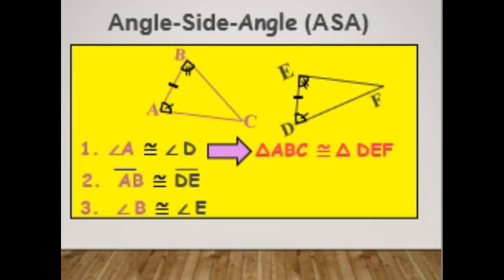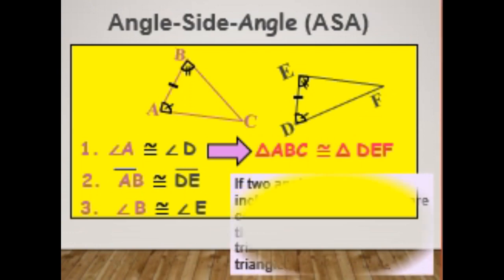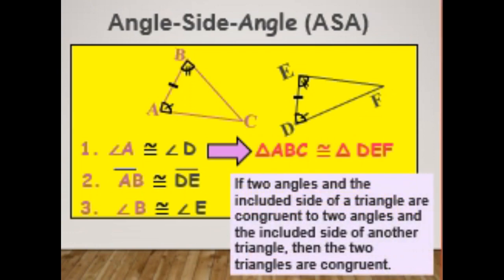Now, angle side angle or ASA states that if two angles and the included side of a triangle are congruent to two angles and the included side of another triangle, then the two triangles are congruent.